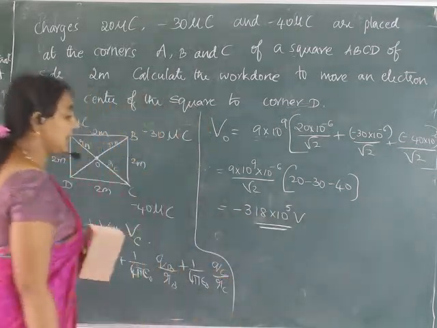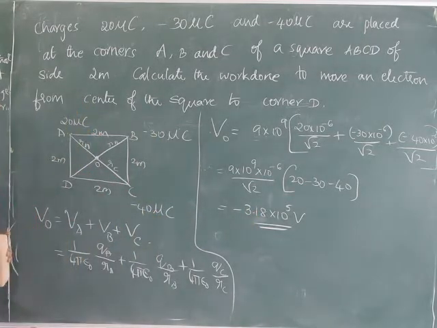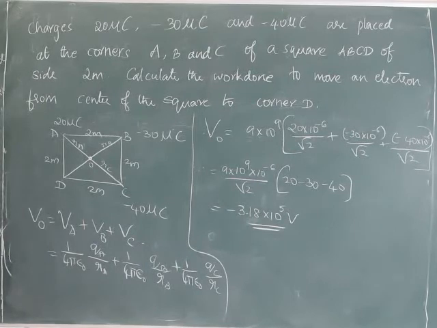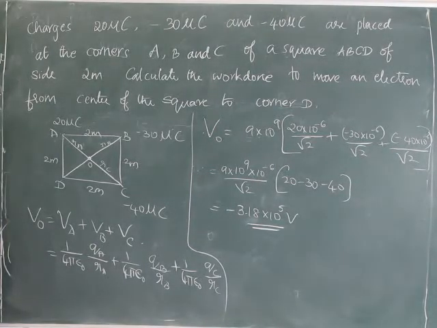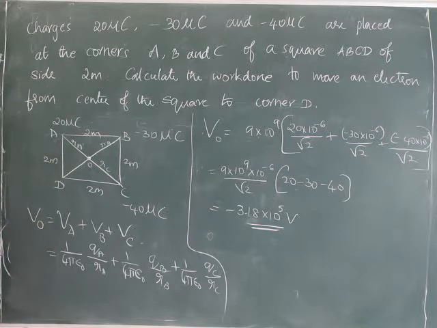Are you getting the same? Minus 3.18 into 10 to the power 5 volt. Are you getting the same? Yes. Next, what you have to do? You have to find out the work done in moving the charge from O to D, to move the electron from the center to the corner D.